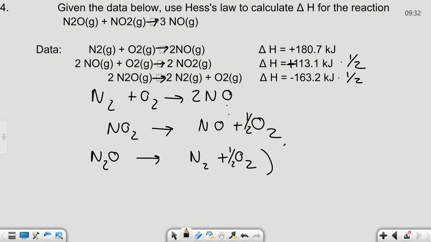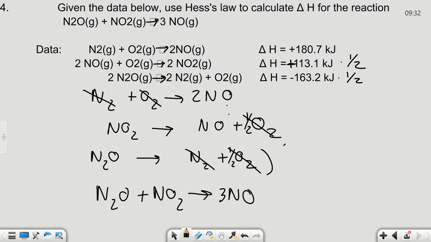And watch what happens here. I now have only 1 N2 and 1 N2 on both sides, so they cancel out. I have 1 O2 and 1/2 plus 1/2 is 1, so all the O2s cancel out. And now I got it. N2O plus NO2 produces 2 plus 1 is 3 NOs. And I have my chemical reaction.